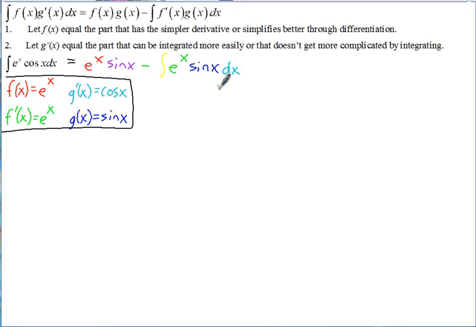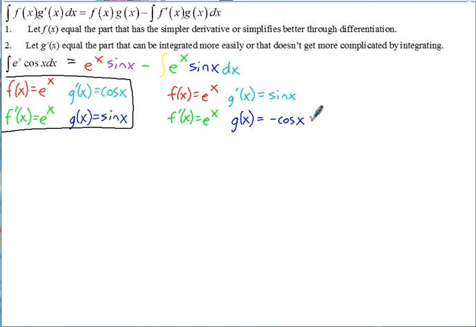So let's see what happens if we try to use integration by parts again here on this one. Again, if we set f of x equal to e to the x and g prime of x equal to sine x, then the derivative f prime of x of e to the x is again just e to the x. And when we find the antiderivative, integrating sine x gives you negative cosine x.